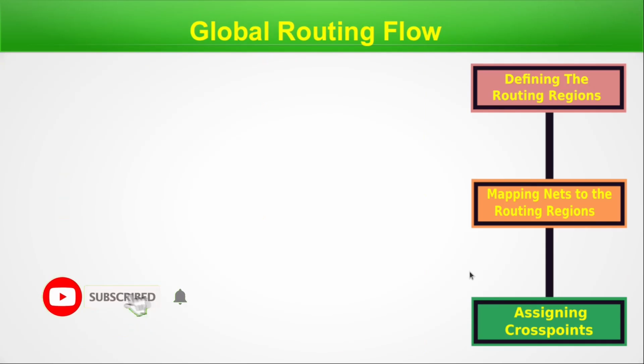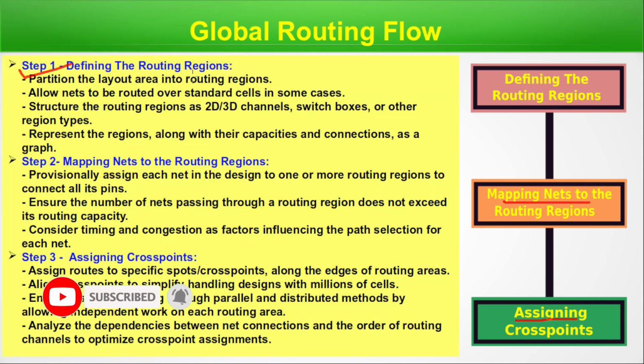So global routing flow. First is defining the routing regions, and there are some steps like partitioning the layout area into routing regions, allowing nets to be routed over standard cells in some cases, and structuring the routing region as 2D or 3D channels, switchboxes or other region types. Now represent the region along with their capacities and connections as a graph. Now step 2 is mapping nets to the routing region.